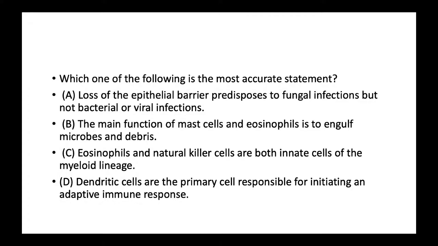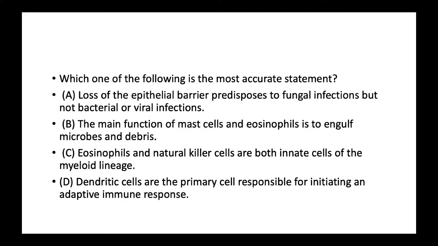We have just eliminated C because eosinophil is only myeloid lineage. The NK cell, I told you, is of lymphoid origin. NK cell is a lymphocyte actually, other than B and T cell lymphocytes. Okay, so here the correct answer would be D, so let's eliminate the others. If there's a loss of epithelial barrier, this can predispose not only to fungal infections but also bacterial and viral infections, because we know epithelium is a physical barrier, so it can't discriminate between fungi or bacteria or viruses. So that's why loss of this barrier can predispose to anything. So this is not the correct answer.